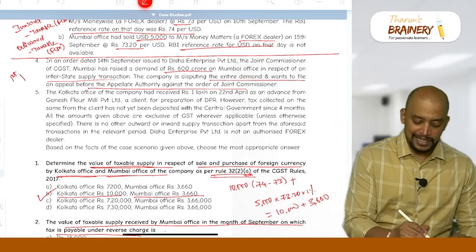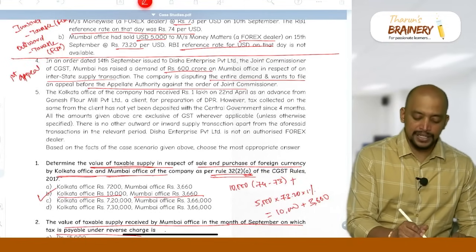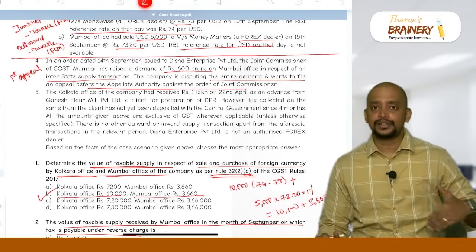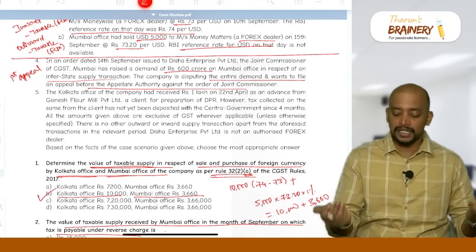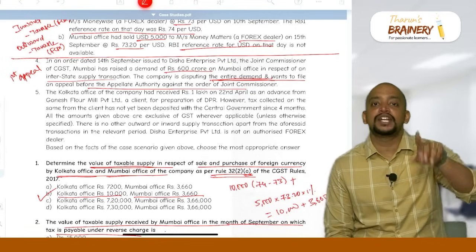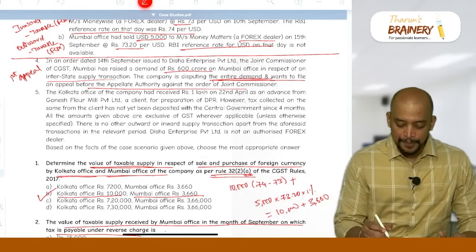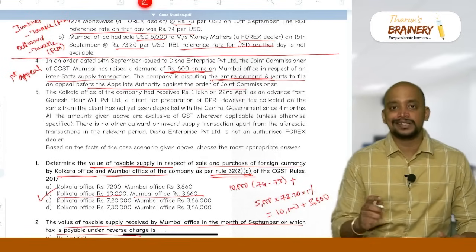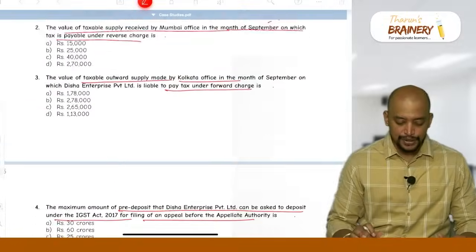What is the pre-deposit in case of first appeal? The pre-deposit in case of first appeal is 10% of the disputed tax, 100% of admitted due, but we don't have any admitted due. So 10% of disputed tax subject to a maximum of 25 crores under CGST. Here the 600 crores is the total GST, means IGST. Now there is one MCQ related to that.